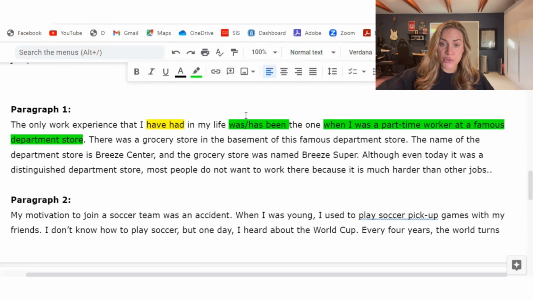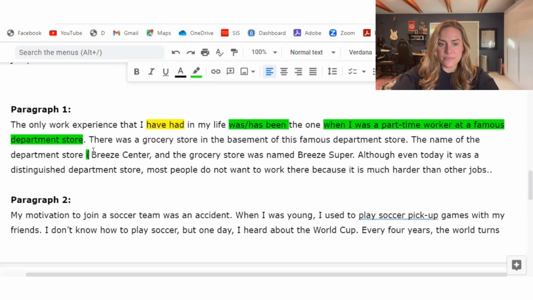There was a grocery store in the basement of this famous department store. The name of the department store is Breeze Center. Okay, now here we have present time. Maybe this place is still open and still exists, but we don't know. So when that's the case, it's a better idea to just stay in the past, because that's what the previous sentence was in. It was in the past, so let's just stay in the past.